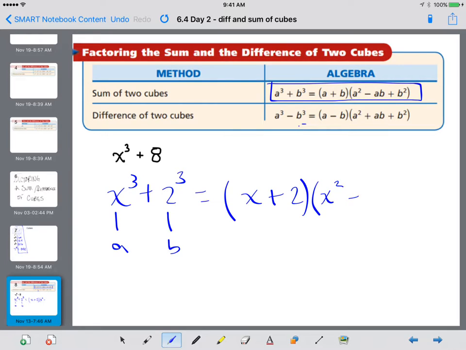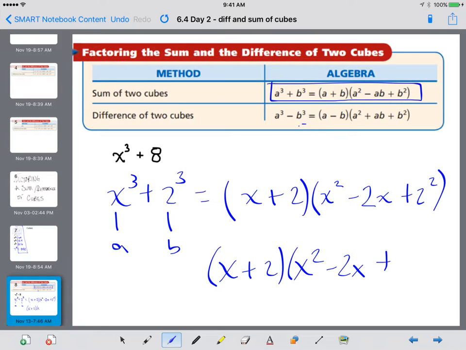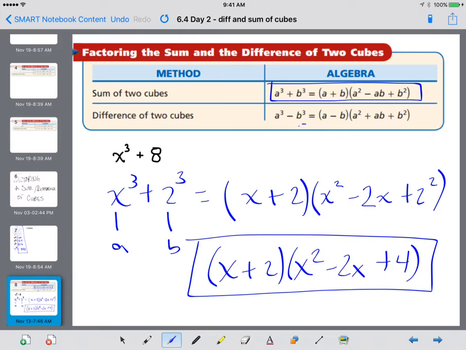We don't usually write x2, we usually switch that around and write it as 2x. And then we've got plus 2 to the second power. That we know, so my final answer is going to look like this. x plus 2 times x squared minus 2x plus 4. We're done.